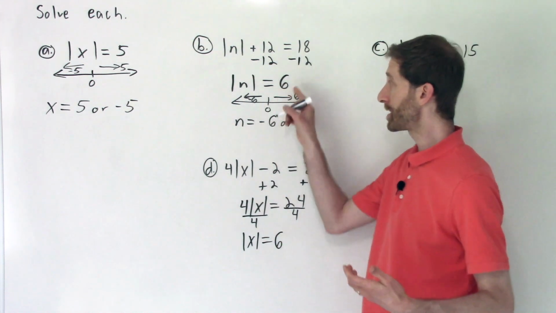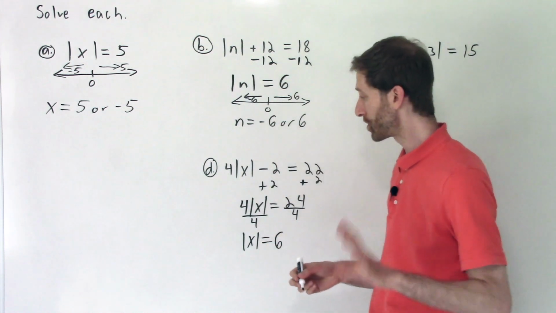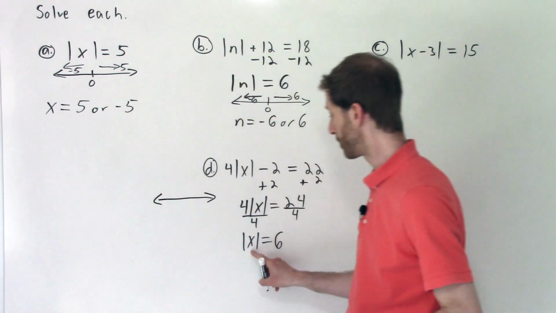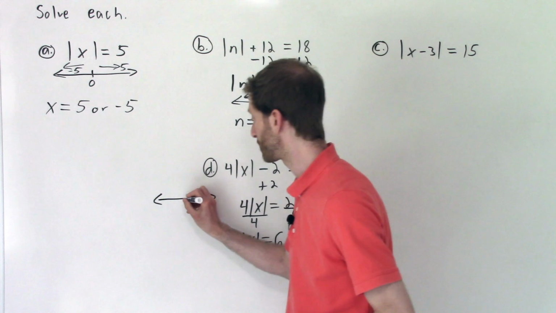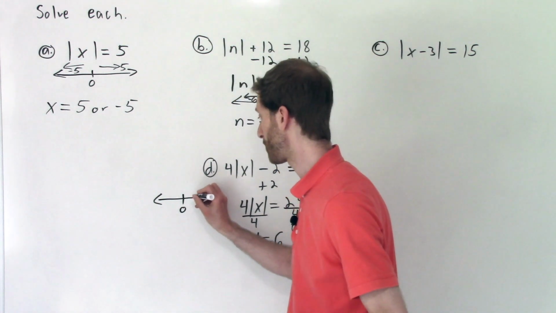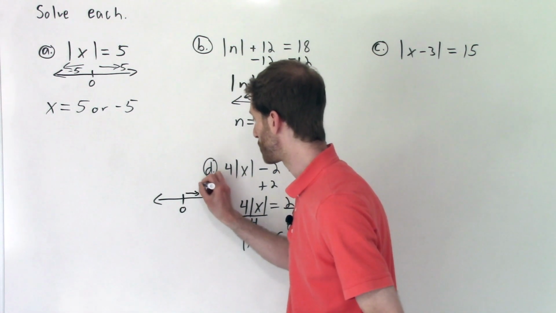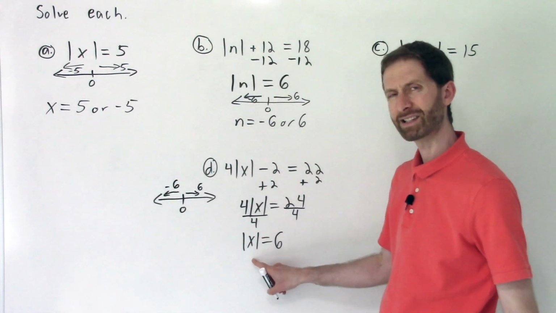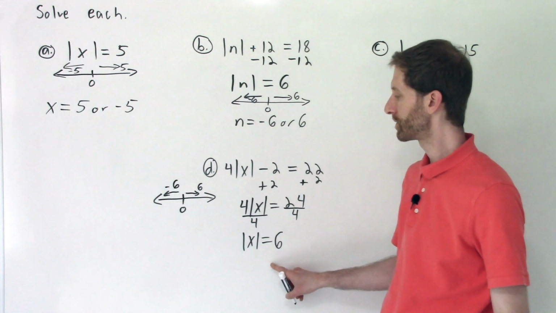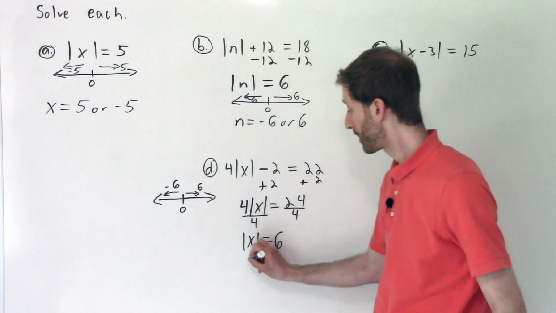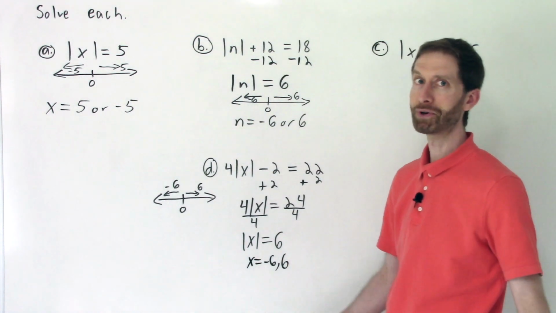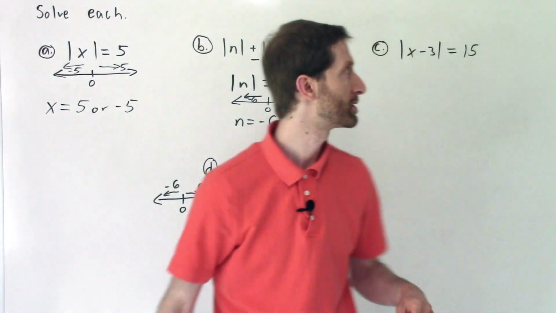So we actually get the same exact result as that last problem, but again, I'm going to do the thinking here. If x is a distance from 0 that is 6, that means we're either 6 to the right or 6 to the left. So the distance x is from 0 is 6, which means that our answers are x is equal to negative 6 or 6. Beautiful. Last problem, peeps.